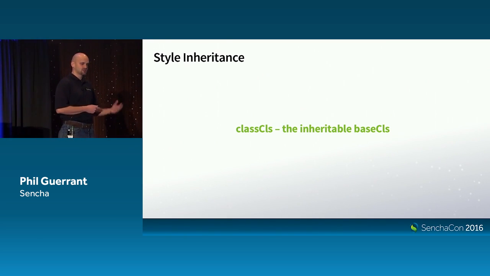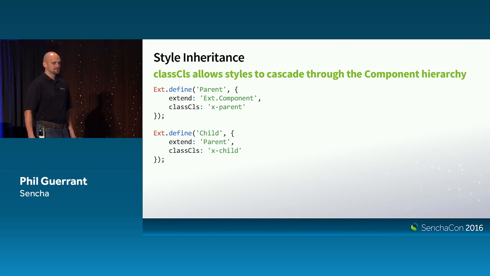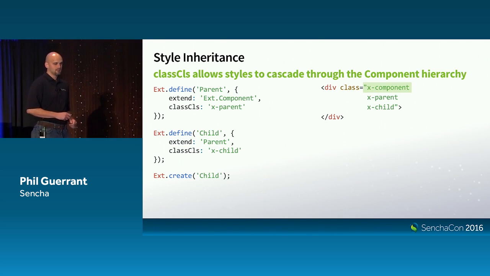And the way we do that is a special property that you can set on the class body called the classCls. If you're familiar with baseCls, it works the same way, but it's inherited through the class hierarchy. So what that means is if we define a class that extends component, then we extend that class and create an instance of the child, the DOM main element for that component would look something like this. It's got the classCls of the parent and of the child and of component, because component has x-component as its classCls.